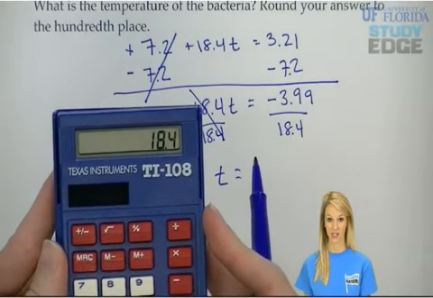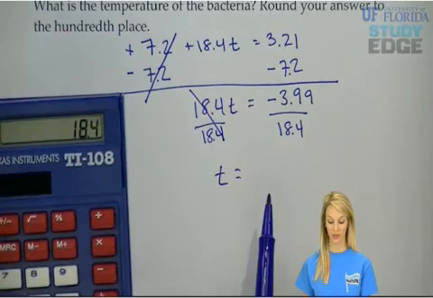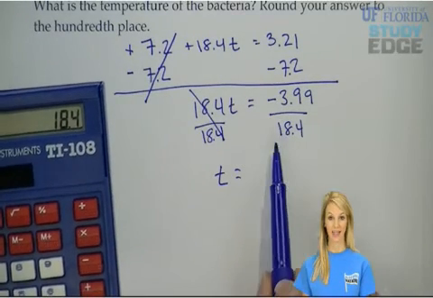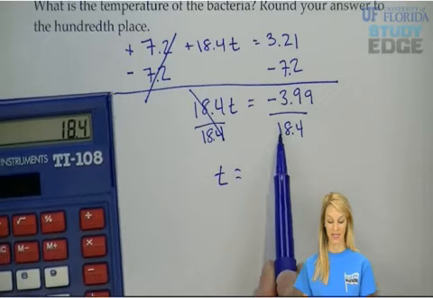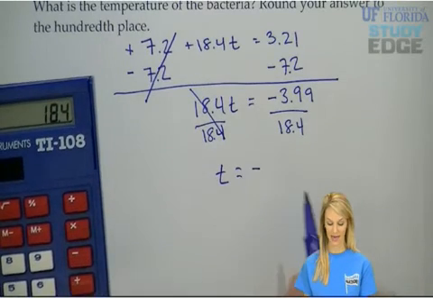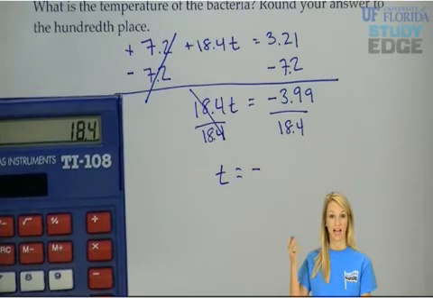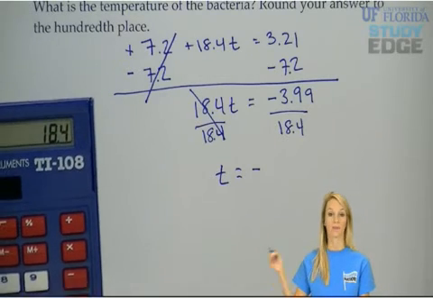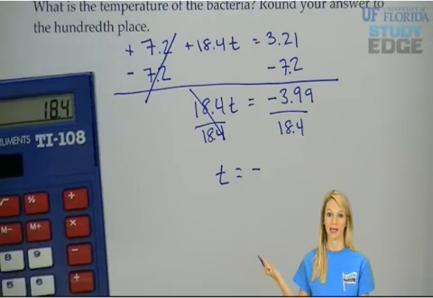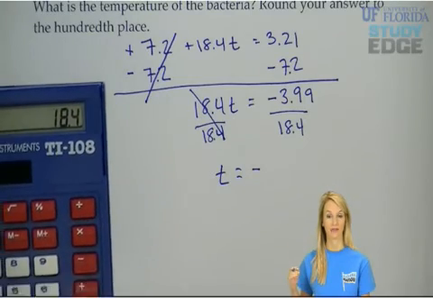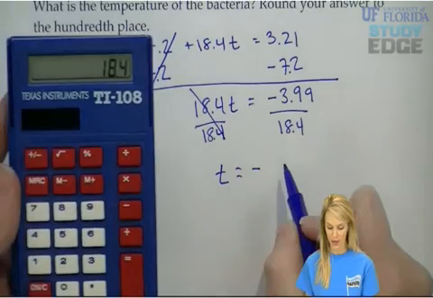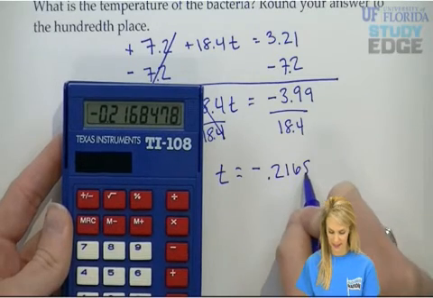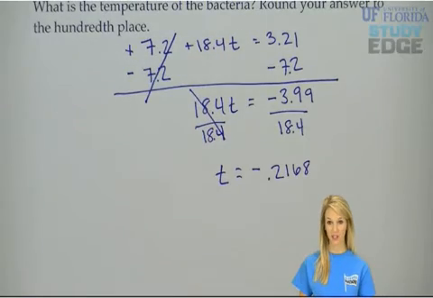Now before I press enter, let me ask you a question. Are we going to end up with a negative or a positive? We're taking a negative and dividing by a positive. Remember, a negative times a negative gives you a positive. A negative times a positive gives you a negative. A negative divided by a negative gives you a positive. And a negative divided by a positive is going to give you a negative. So we get a negative 0.2168.